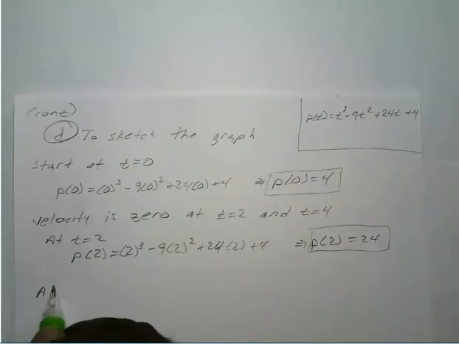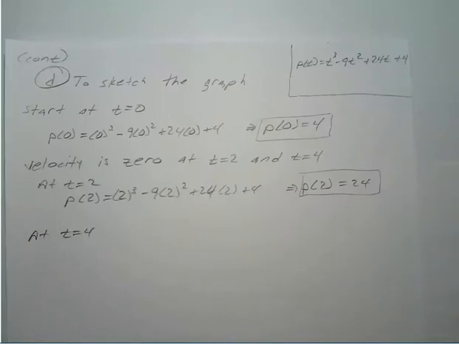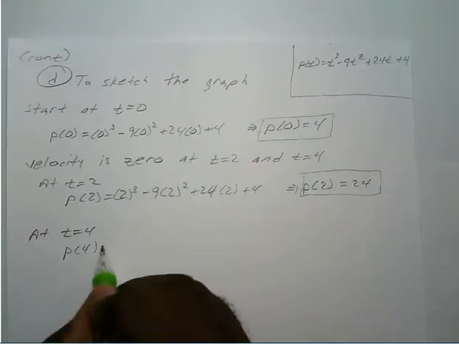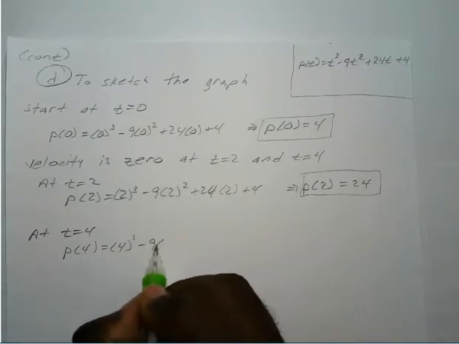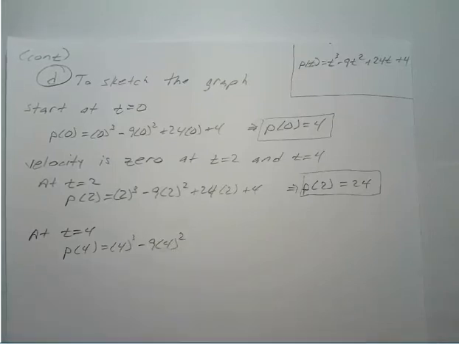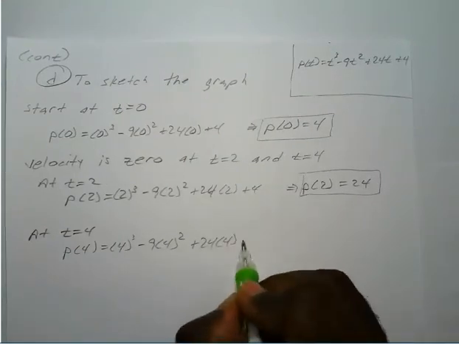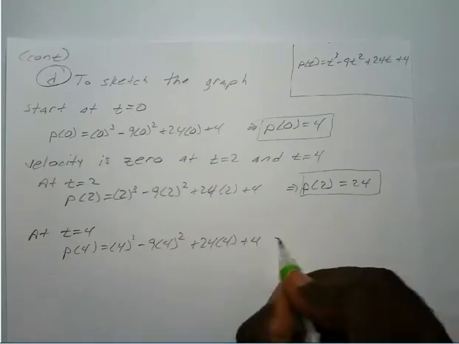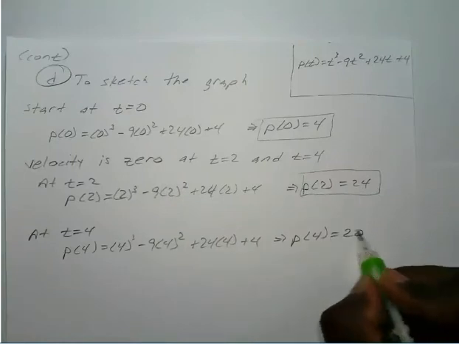Now at t equals 4, our position is equal to 4 to the third minus 9 times 4 squared plus 24 times 4 plus 4. If we calculate that, we end up with our position at t equals 4 being equal to 20.